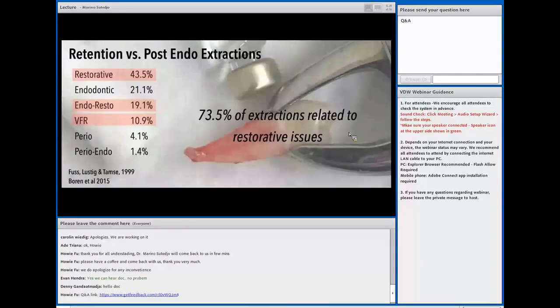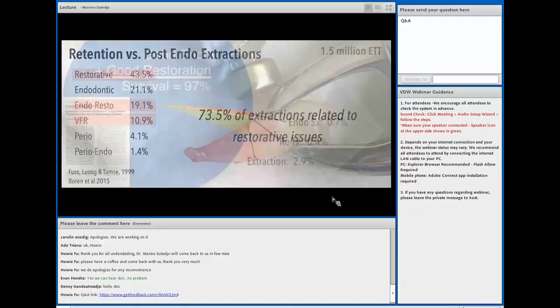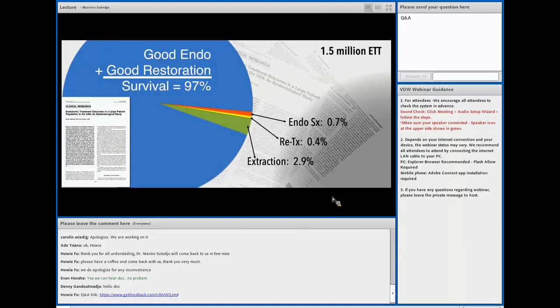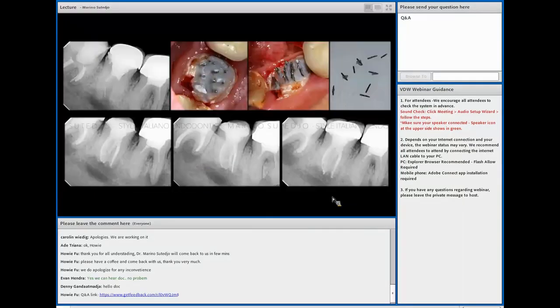And if we look at the literature, we know that the restorative issue is responsible for 73% of the problems leading to extractions. Also, there is another research that I think is quite large because it involved more than 1.5 million endodontically treated teeth, which said that good endo, if it is followed by good restoration, then the survival rate becomes 97%.